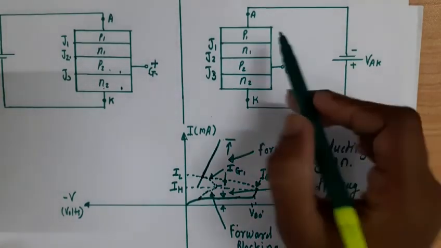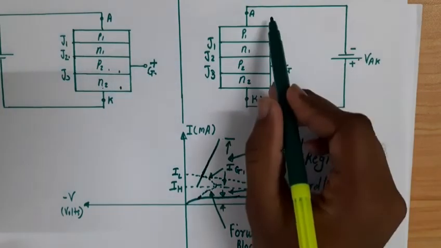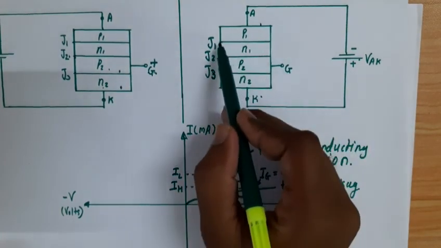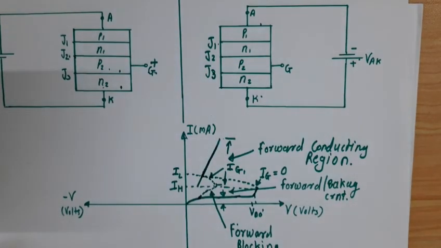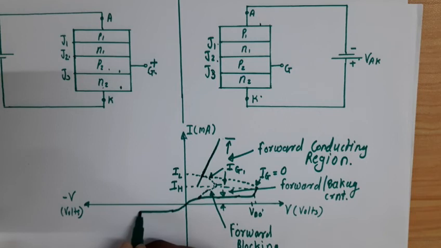When cathode is made positive with respect to anode, the junctions J1 and J3 will be reverse bias and junction J2 will be forward bias. A small reverse leakage current will flow. This state is known as reverse blocking state. On the VI characteristic, we can show the reverse blocking region where the reverse leakage current start flowing. Here there is a small rise in reverse current. This is known as reverse leakage current.